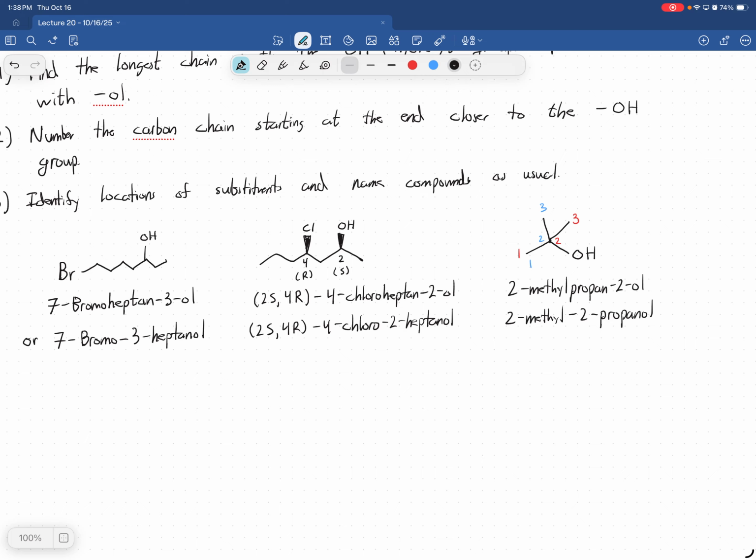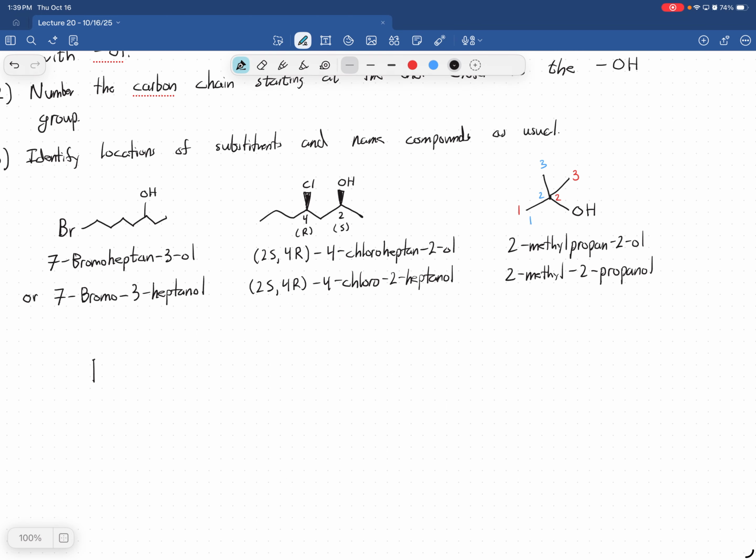So, remember, like in cyclic alkanes, if there's a substituent, it automatically gets the 1. Same thing for alcohols, but what gets the 1 position? Alkyl group or my OH? The OH always, okay?